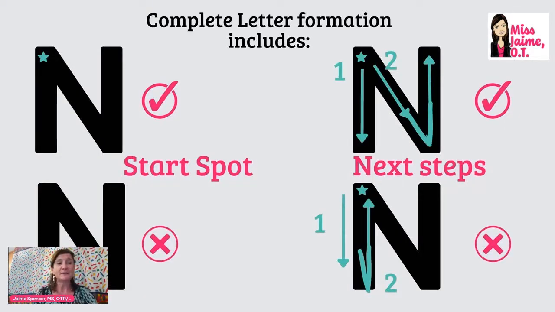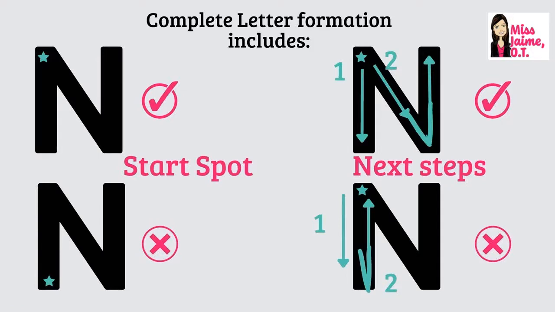So complete letter formation includes not only where the child starts the letter, but then how they finish it. So right here, we can see at the top, this child had put a start spot at the top left of N, and that's correct. If they had put it at the bottom left of N, let me take my face out of the way, then that would be incorrect. So if I was just assessing start spot, I would stop there.